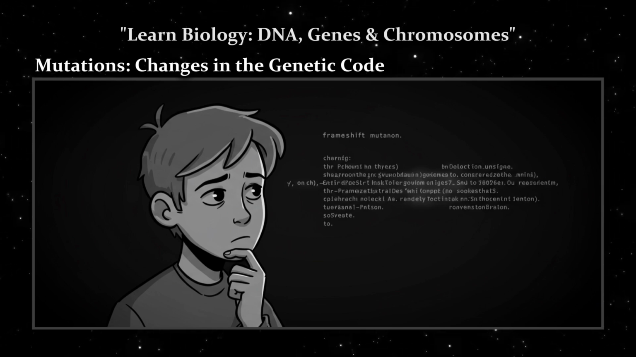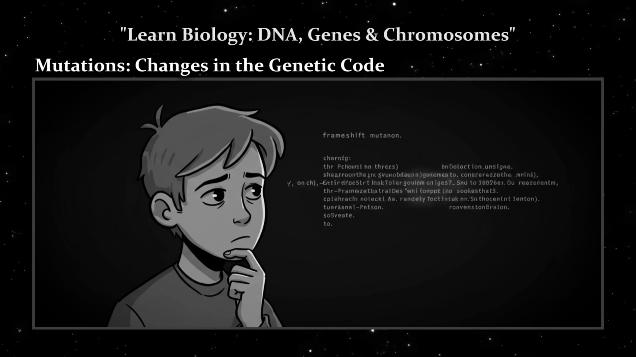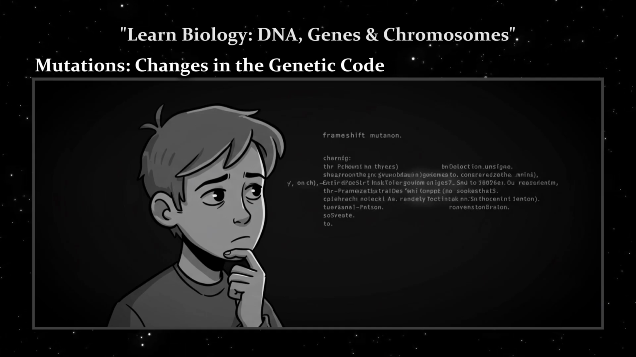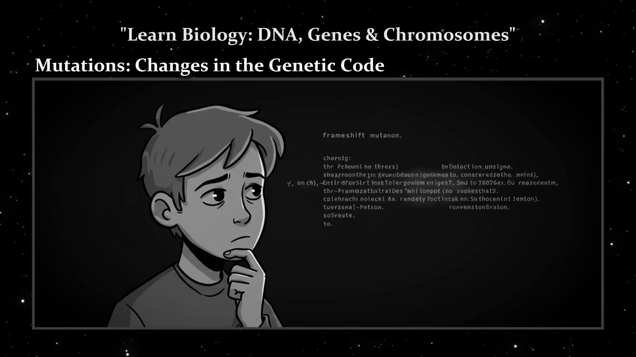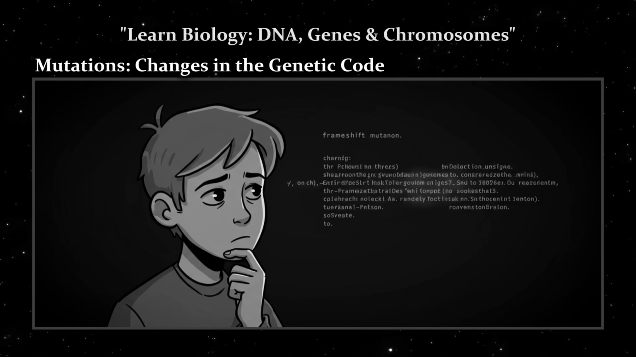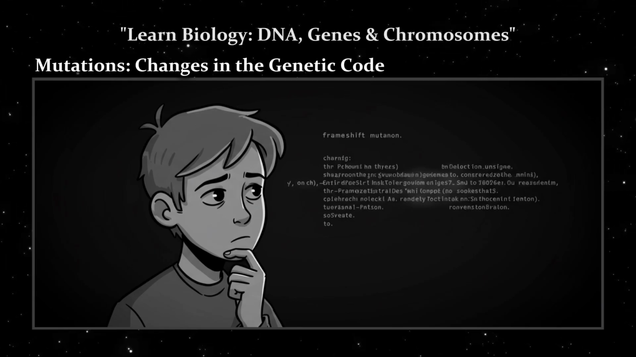A single substitution, an A changed to a T, causes one amino acid to be wrong in the hemoglobin protein. This single change is enough to cause the entire protein to misfold under certain conditions, deforming the red blood cell and causing the disease.